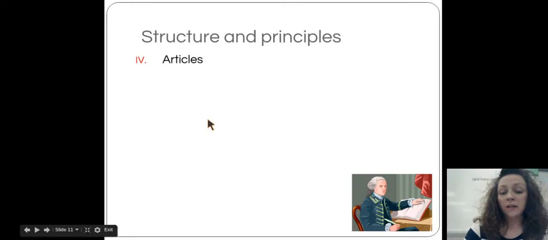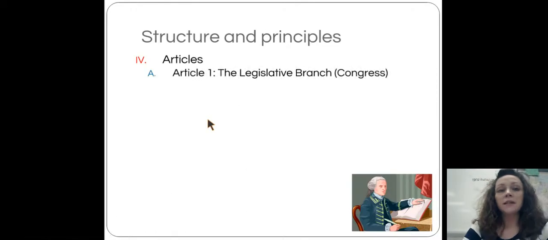So focusing then on the articles, the first article sets up the legislative branch. And the legislative branch is Congress. This is something that I keep repeating over and over again, so please pay attention. The legislative branch is Congress.